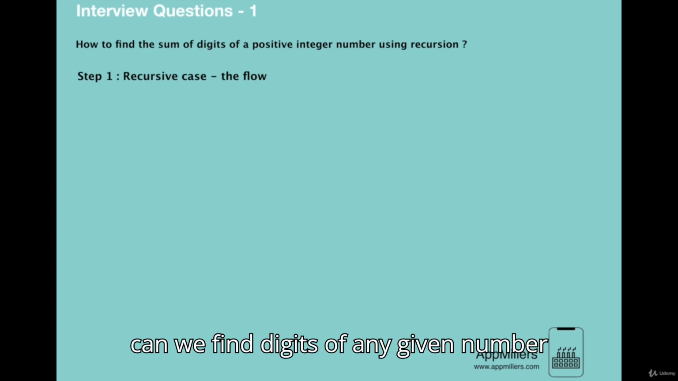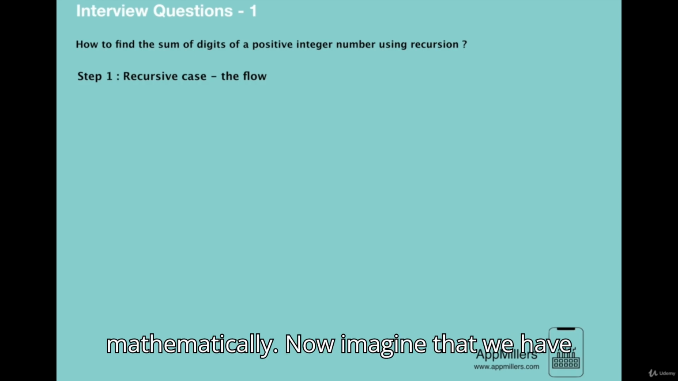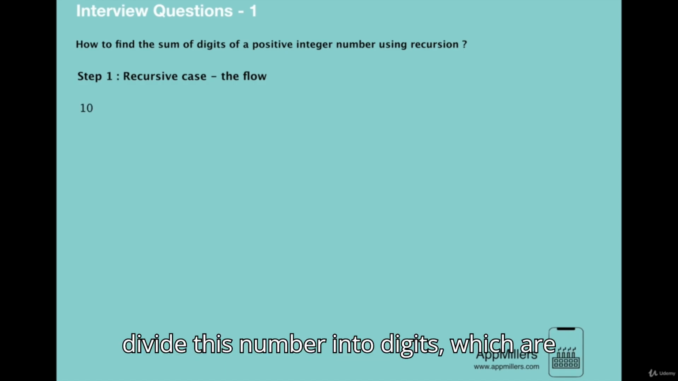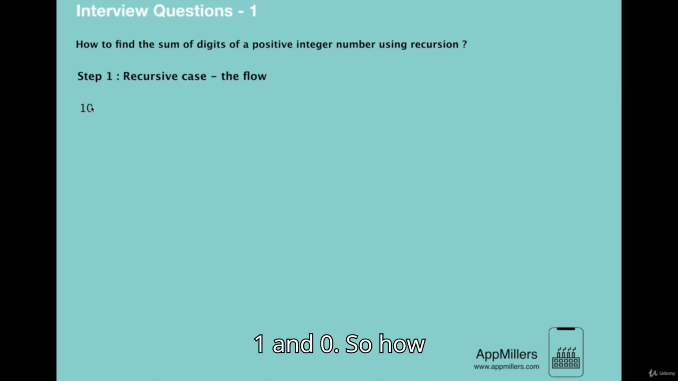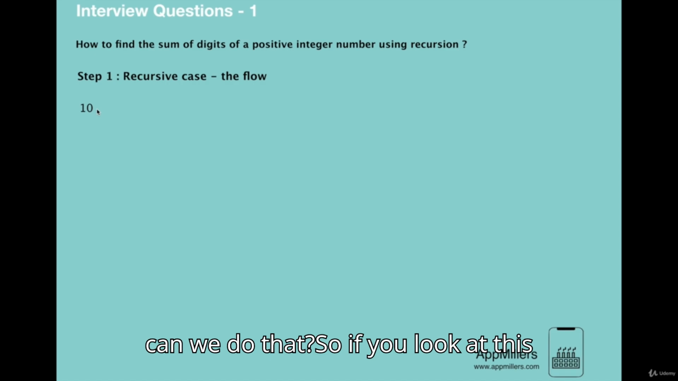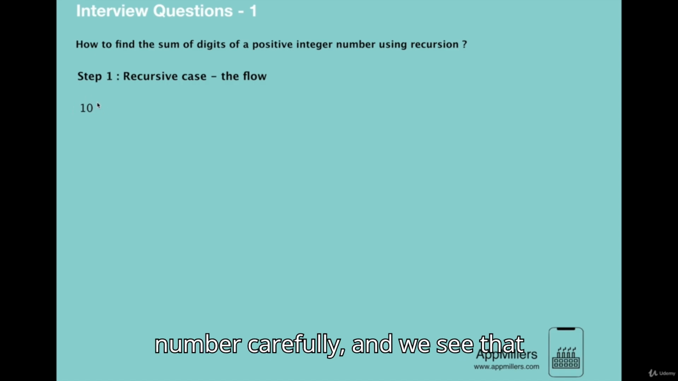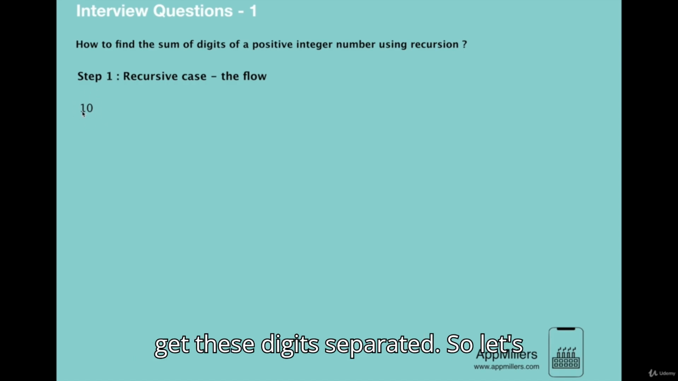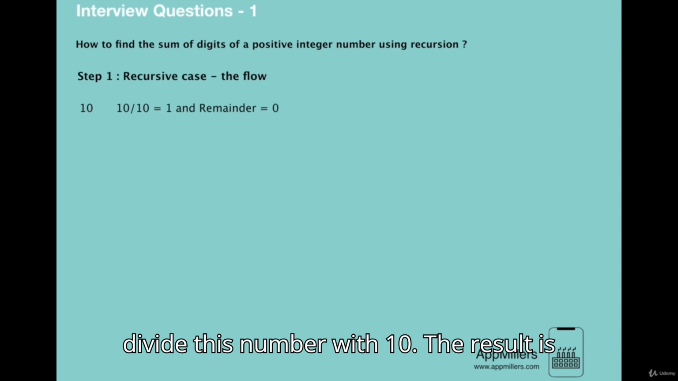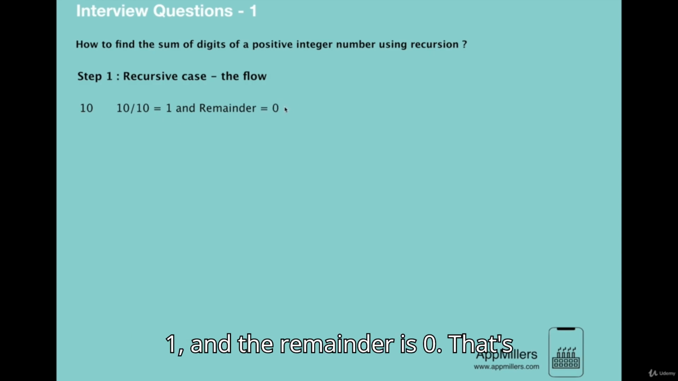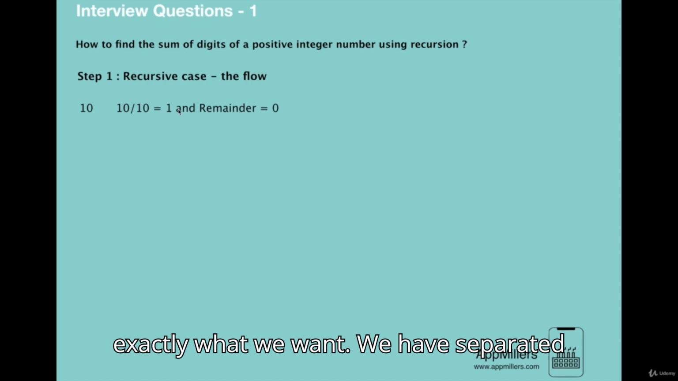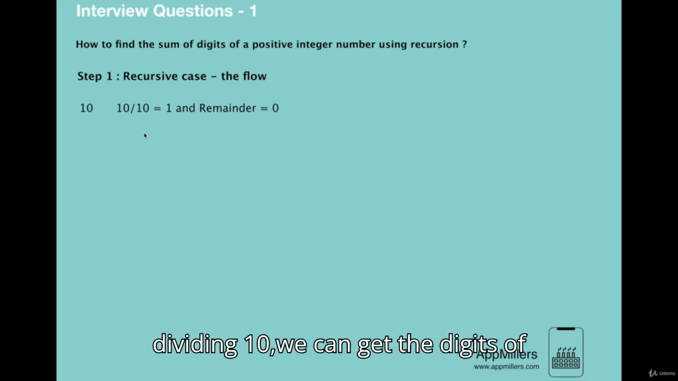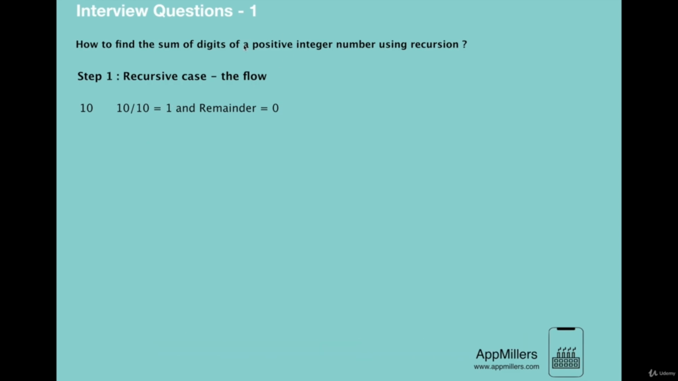First, let's see how we can find the digits of any given number mathematically. Imagine that we have the number 10. We need to somehow divide this number into digits, which are 1 and 0. How can we do that? If you look at this number carefully, you see that if we divide this number by 10, we can get these digits separated. The result is 1 and the remainder is 0. That's exactly what we want. We have separated these digits, then we can sum them up, which will be 1. So by dividing by 10, we can get the digits of any given number.